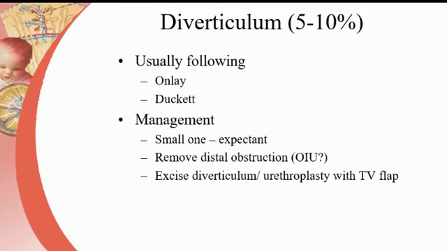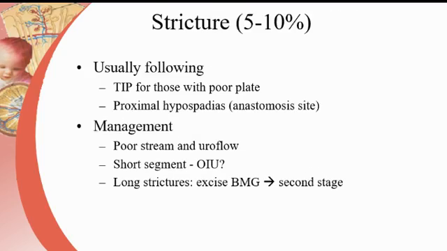Urethral diverticulum is a particular problem following onlay repair or a duct repair. It can be a small one. In those conditions, all they have is some drops dribbling after passing the urine. Over a period of time, it may get better. So a small diverticulum can be managed expectantly. If there is a distal obstruction in the urethra, you can do an OIU sometimes. A large diverticulum probably needs excision and a urethroplasty with some kind of flap to cover, to prevent fistula formation.